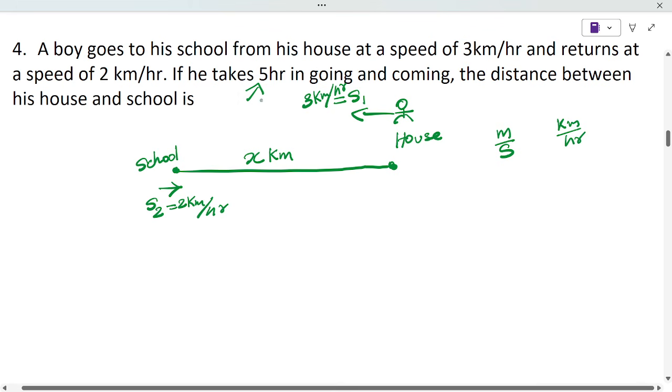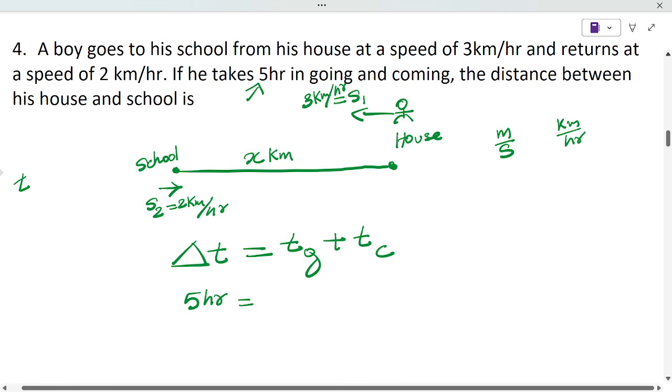So here, coming back to the question, it says the total time of going and coming is 5 hours. So total time is equal to time of going plus time of coming. Total time is given as 5 hours. But again, we need the time of going and the time of coming.